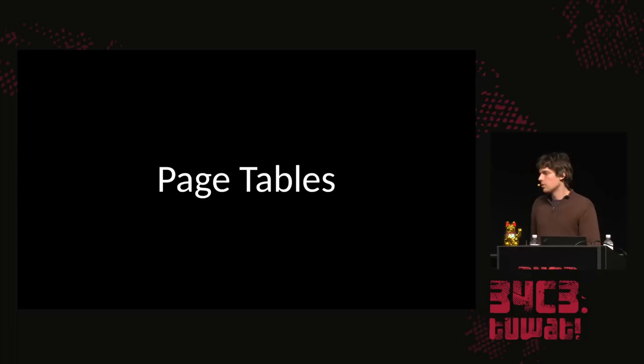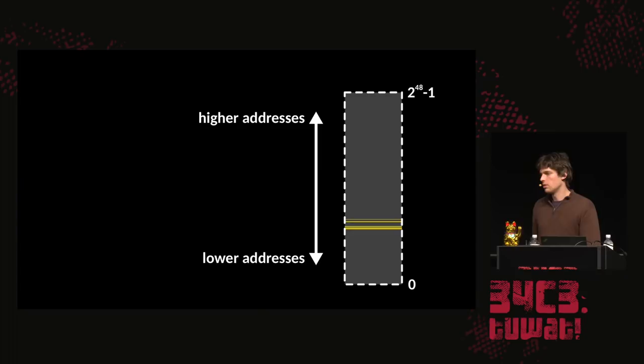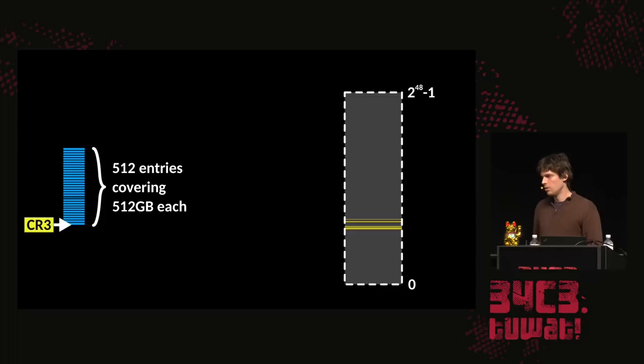So page tables are a mechanism for processes to address a really large address space while only having a relatively small amount of physical memory. So it's basically a tree structure with tables at every level, which divide up the address space into equal parts.